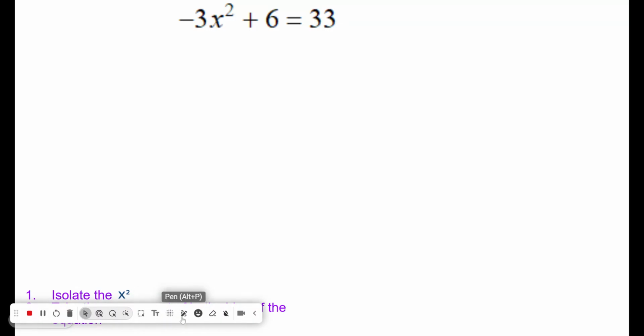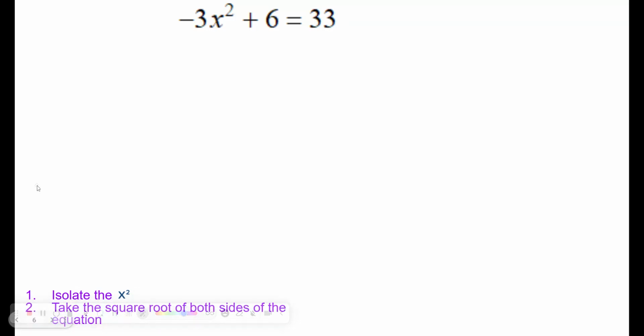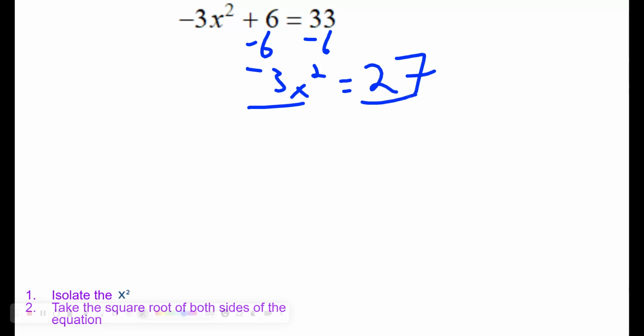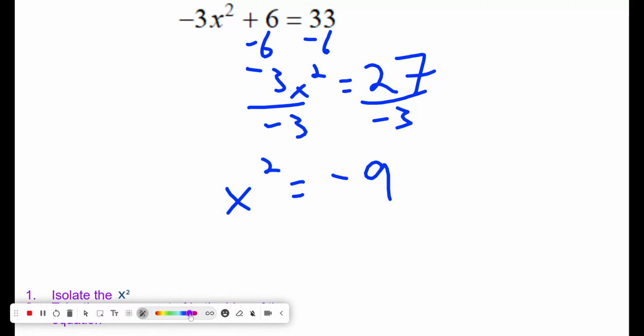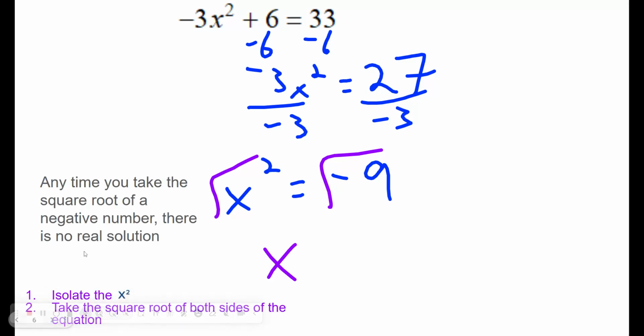Last example here, make sure you're taking notes on this one. Negative 3x squared plus 6 equals 33. Let's subtract 6 from both sides. Negative 3x squared equals 27. Divide both sides by negative 3. And we're left with x squared equals negative 9. At this point, I want to square root both sides. Oh, we have reached a problem here. If we are taking the square root of a negative number, there's no real solution. We'll get more into alternate options later, but for now, x has no solution when you see this.